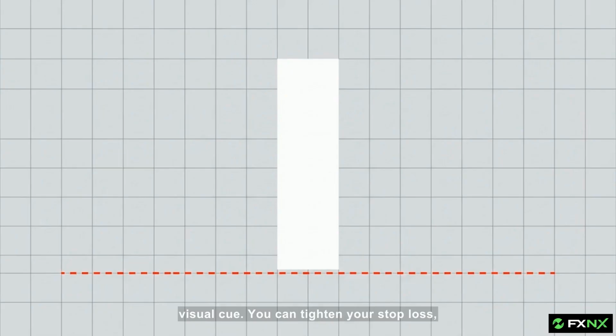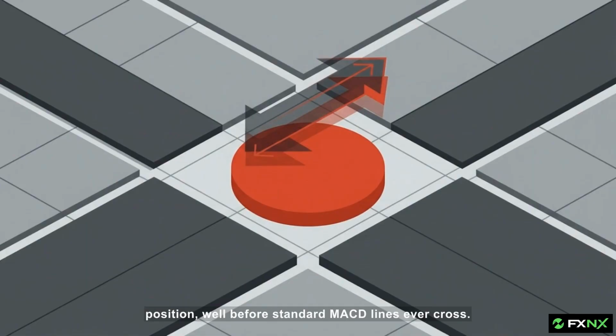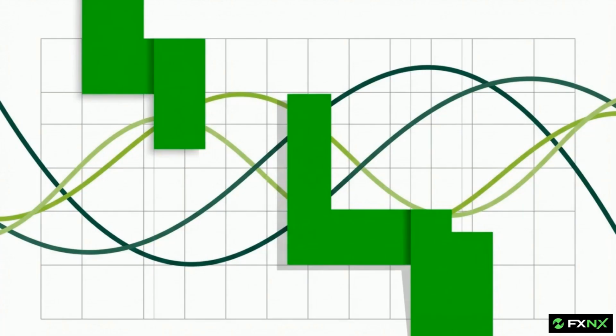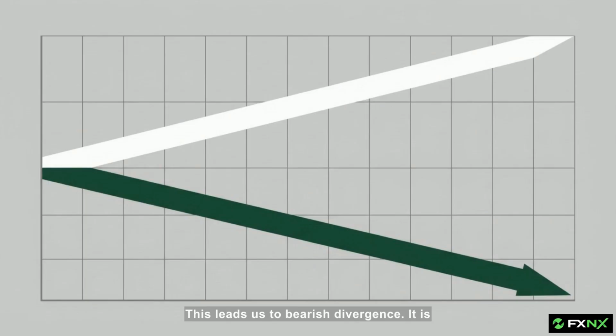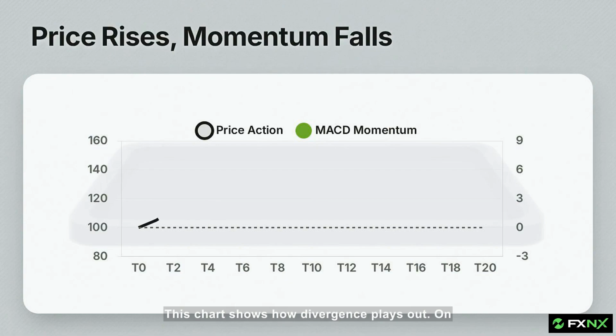You can tighten your stop loss, secure your profits, or prepare for a short position well before standard MACD lines ever cross. This leads us to bearish divergence. It is one of the most reliable signals we have for identifying when a current trend is completely exhausted and a reversal is imminent. This chart shows how divergence plays out.